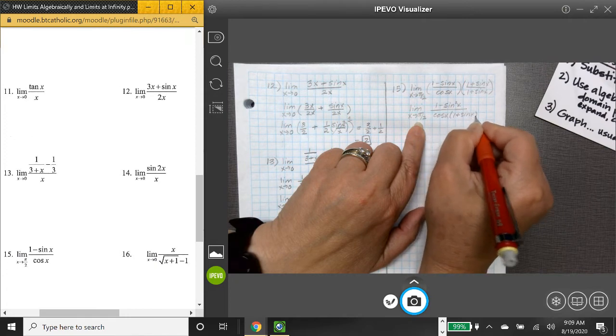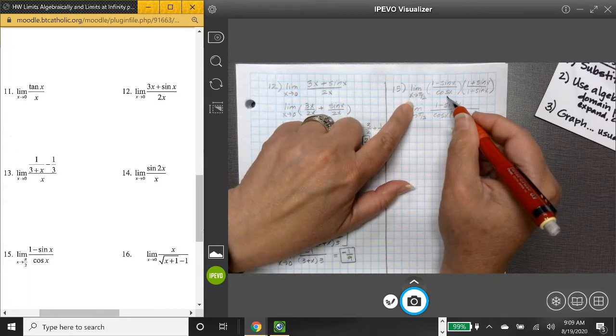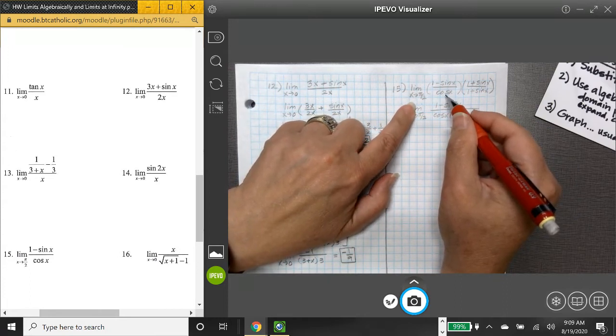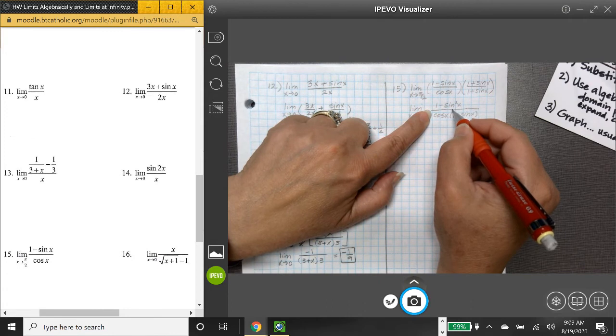Now, why did I do that? Well, I did that because I need to eliminate the cosine in the denominator because I can't plug in pi over 2 into cosine and not get 0. Okay, and then what happens? I know that the identity for 1 minus sine squared is equal to something.